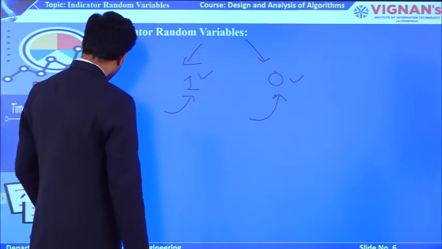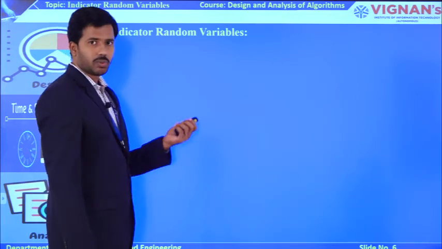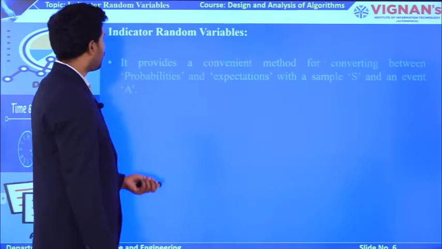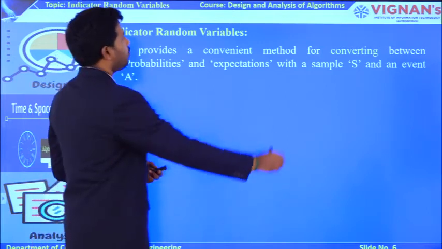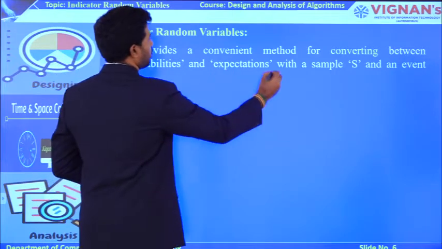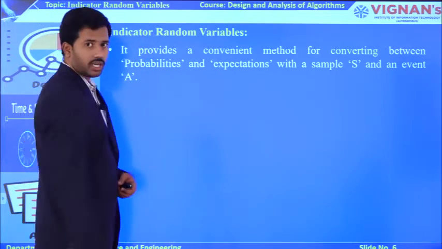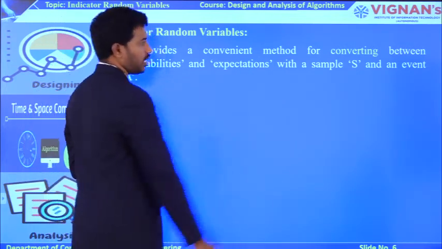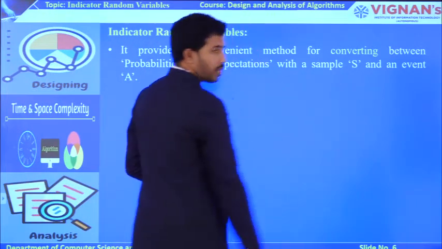Now let us understand how to use the indicator random variables procedure for probability analysis. The indicator random variable provides a method for converting between probabilities as well as expectations. So expectations are nothing but results. Okay. So here you are going to have a probability, and you get the probability based on those expectations which are available in a sample S.